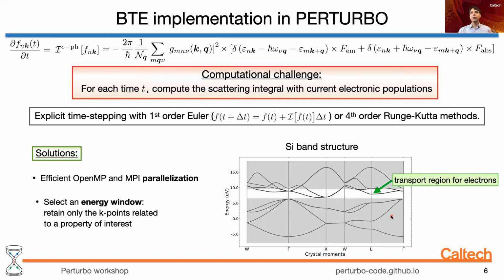So then we would select an energy window of interest. So just electron bands, and not all of the bands, but just the bands of interest. Then we can select this energy window from the input file in Perturbo, so that we can restrict the number of k points. So we can have a drastic decrease of the total number of k points in this case. Okay, so now let us consider in more detail the OpenMP and MPI parallelization.